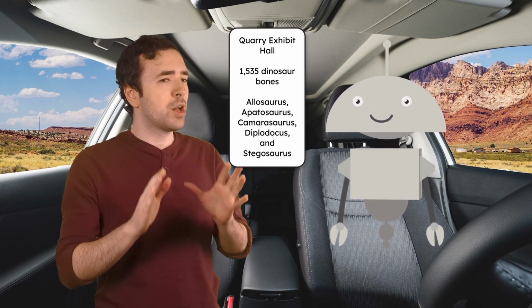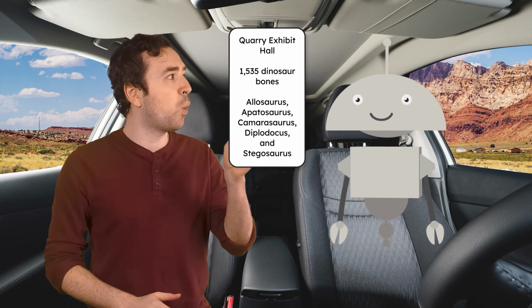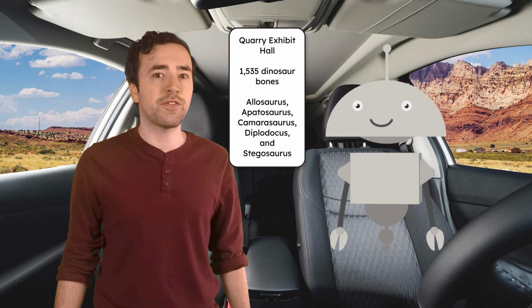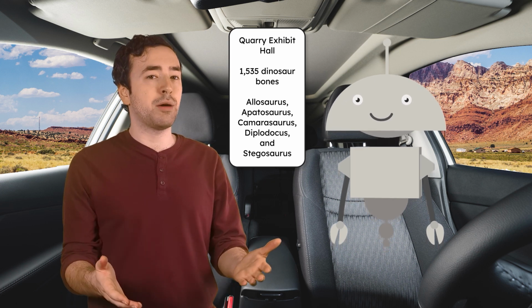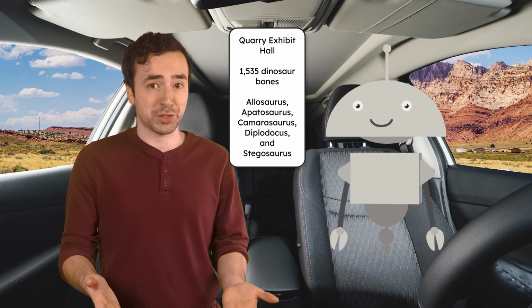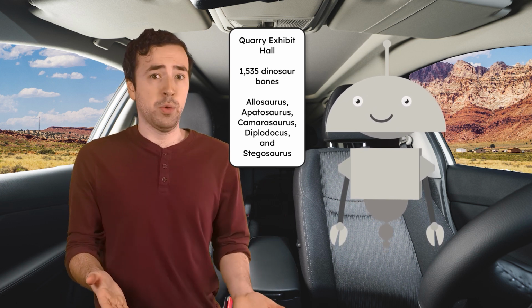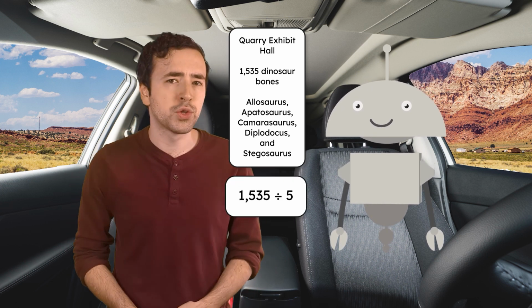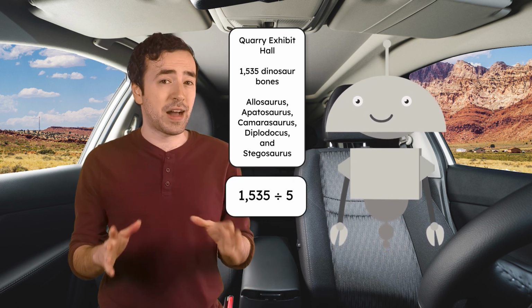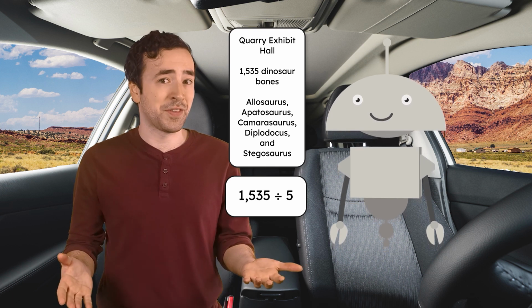Ooh, Mia, check it out. According to the brochure, the Quarry Exhibit Hall has 1,535 fossilized dinosaur bones on display with an equal amount from 5 types of dinosaurs. I wonder how many bones are from each type. If we divide the 1,535 bones by the 5 types of dinosaurs, we can figure it out.